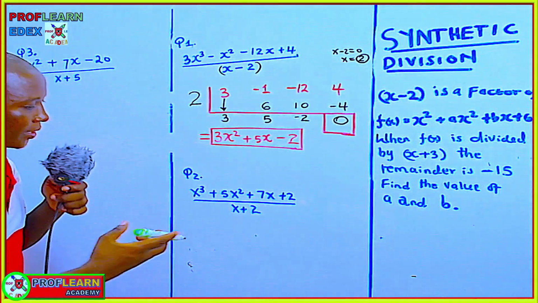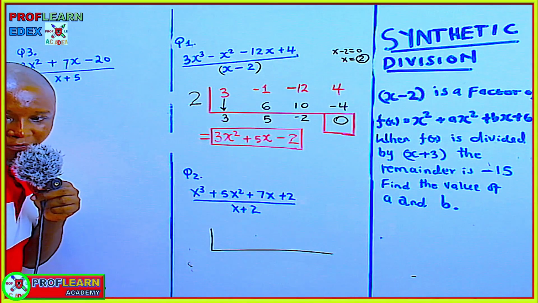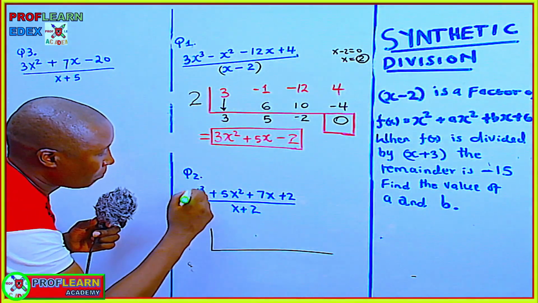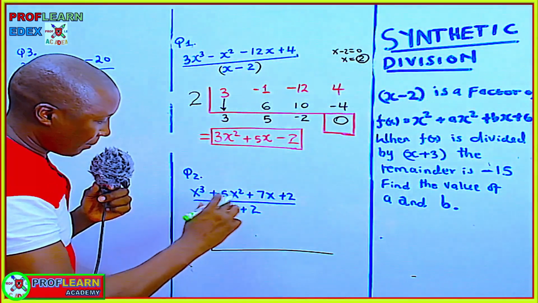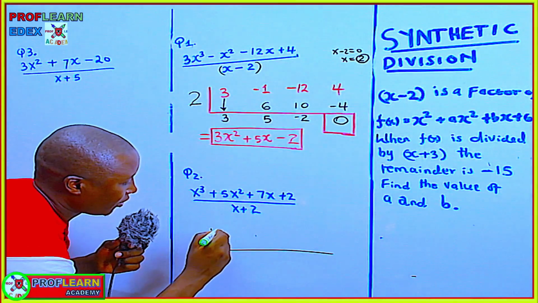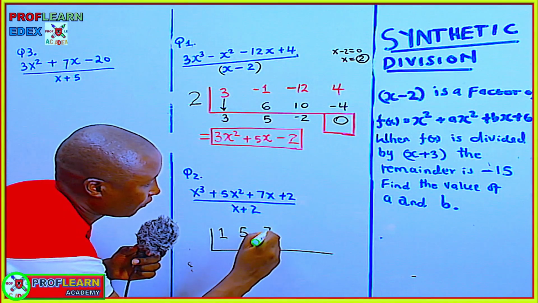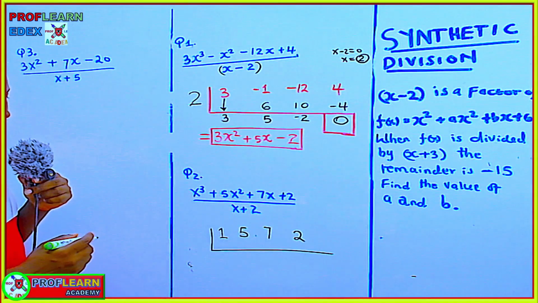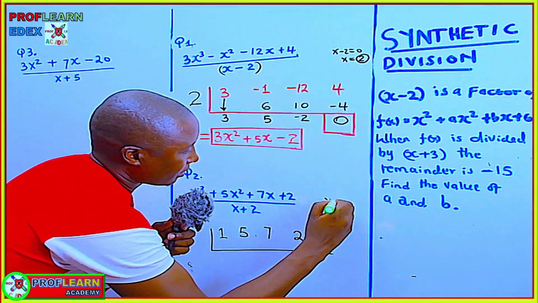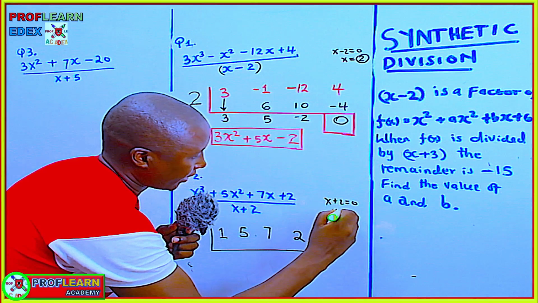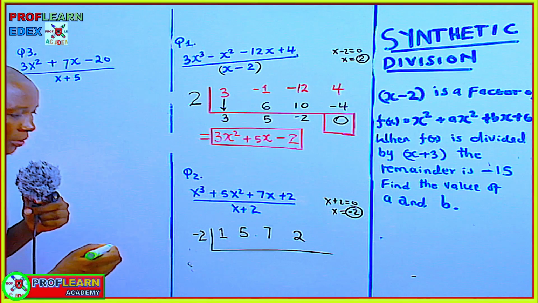Moving to the second one here, of course we start by drawing the symbol for synthetic division like that, and then we shall now pick the coefficient that appears in each of the terms. The first coefficient is 1, the second coefficient is 5, the third is 7, and then we have finally 2. Then we take what's at the denominator, what's divided. We say x plus 2 is equal to 0, x is equal to -2. So -2 is the one that we are going to put at this point.